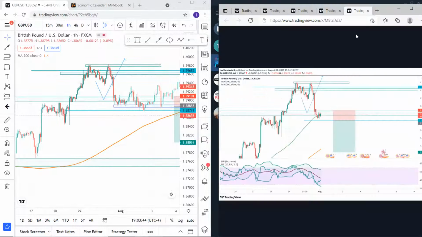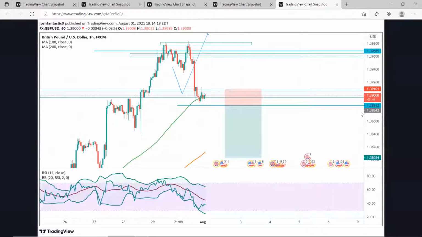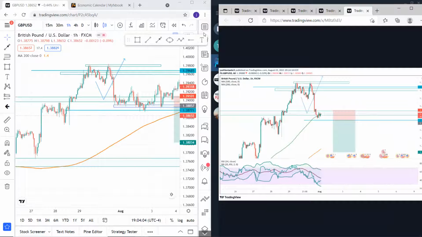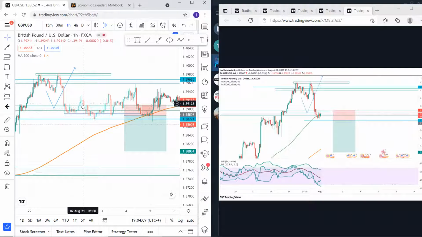If we look at the chart on this side here, this was the point I was looking at. I was looking for a point of entry somewhere along this area right here, at 1.38842.